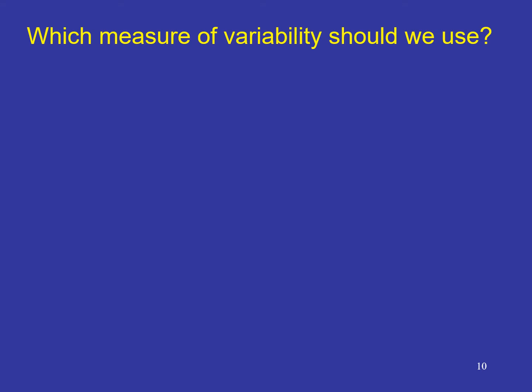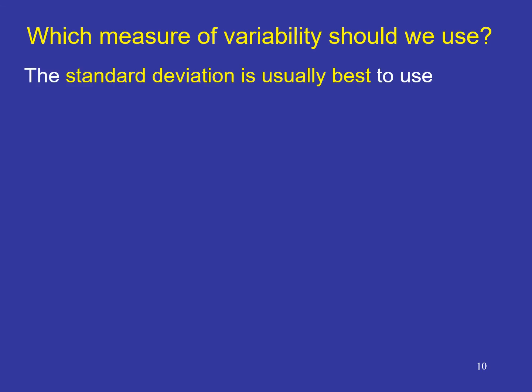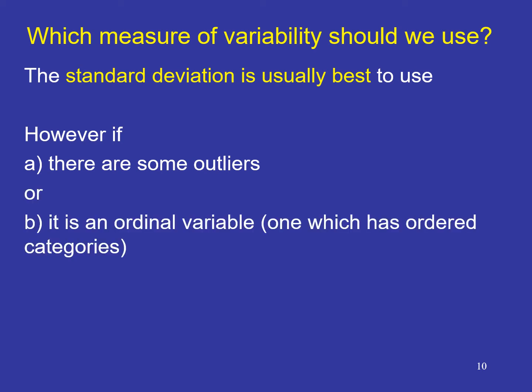So we've looked at 4 different types of variability: the range, the interquartile range, the variance, and the standard deviation. Well, most of the time we use the standard deviation. But sometimes we will use the interquartile range. These are the occasions when we might use the interquartile range: if there are some outliers, or if it is an ordinal variable.